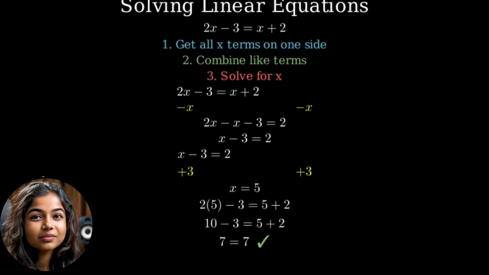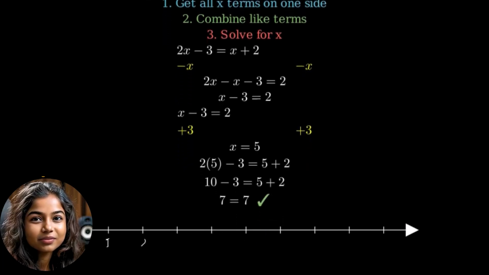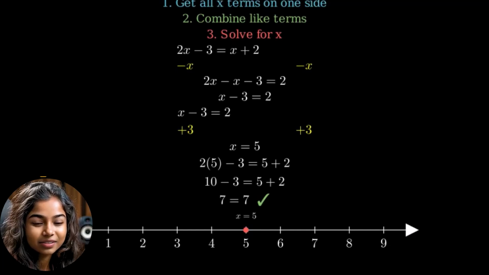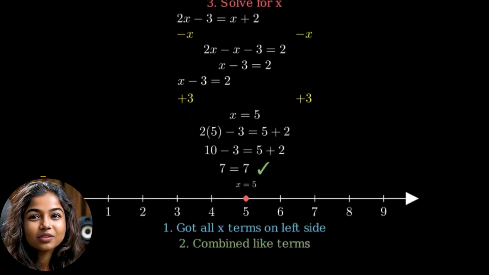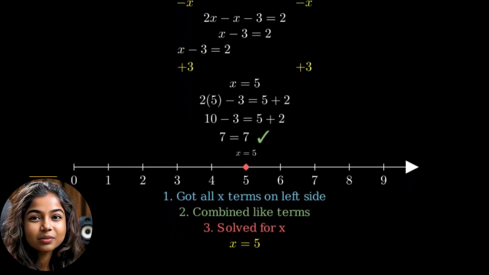Let's visualize this solution on a number line. The solution x equals 5 represents the point where the expressions 2x minus 3 and x plus 2 are equal. In summary, we solve the equation by getting all x terms on one side, combining like terms, and solving for x. We found that x equals 5, and verified the solution was correct.